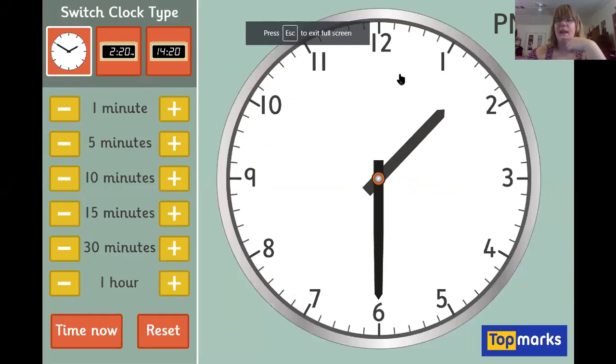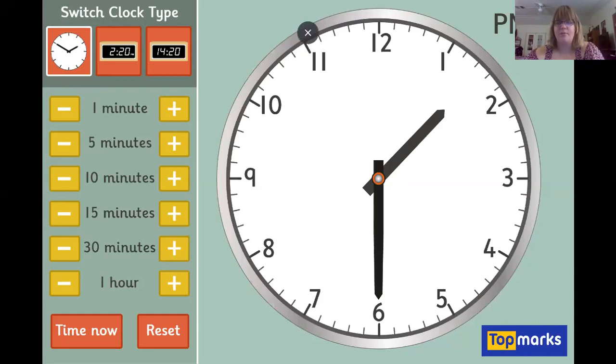So if we split it in half and we count by fives, we have 5, 10, 15, 20, 25, 30. Or I could count 1, 2, 3, 4, all the way up to 30. So this is, again, the halfway point. So we know if we are pointing in between the 1 and the 2, we're going to pick the smaller number. So it's 1 o'clock plus 30 minutes. So it is 1:30 p.m.